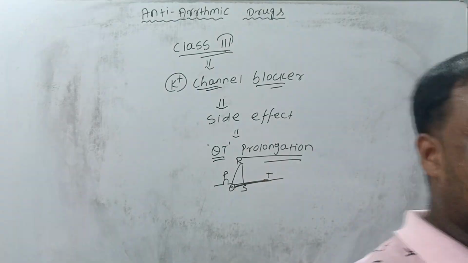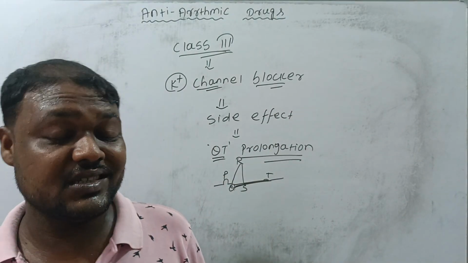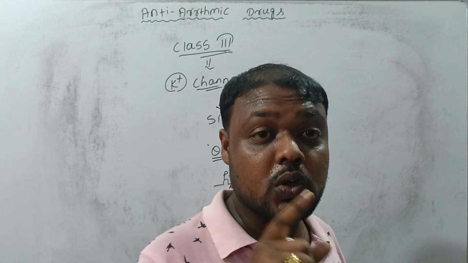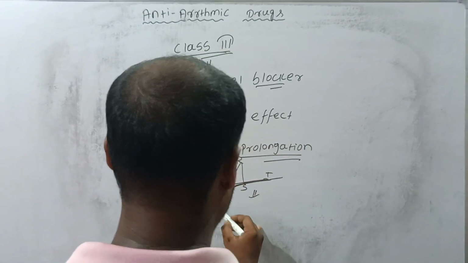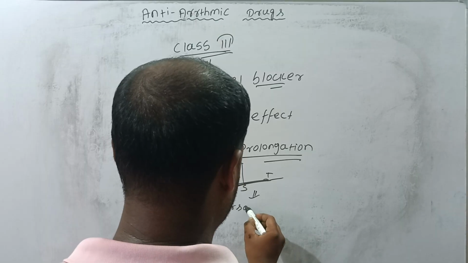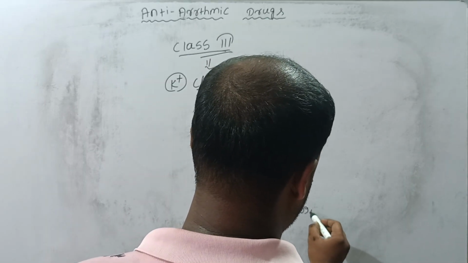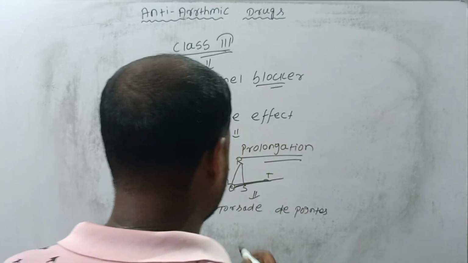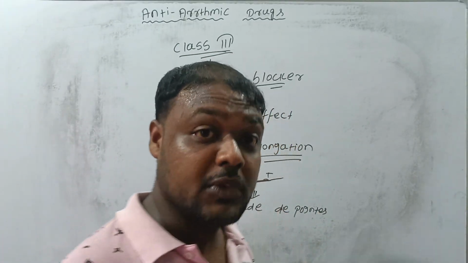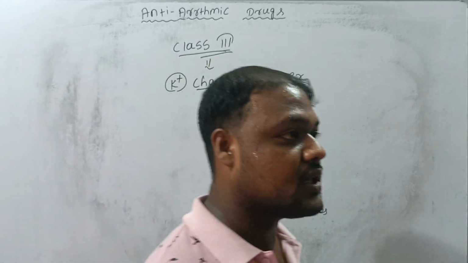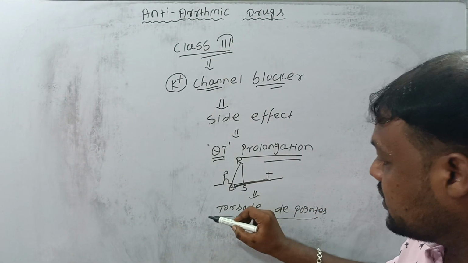If the QT prolongation arises, that indicates torsades de pointes. Clear? Where the QT prolongation is seen, it clearly indicates torsades de pointes. That is torsades de pointes.